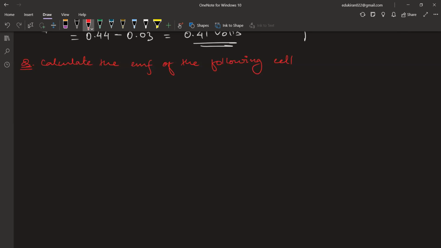Calculate the EMF of the following cell at 25 degrees Celsius, or you can also see some people writing 298 Kelvin. Both of them are the same thing. You have the equation they have given. It becomes easy for you. You have 2 chromium solid plus 3 Fe2 plus. They have given the concentration as 0.1 molar, and it gives you 2 Cr3 positive as 0.01 molar plus 3 Fe solid.